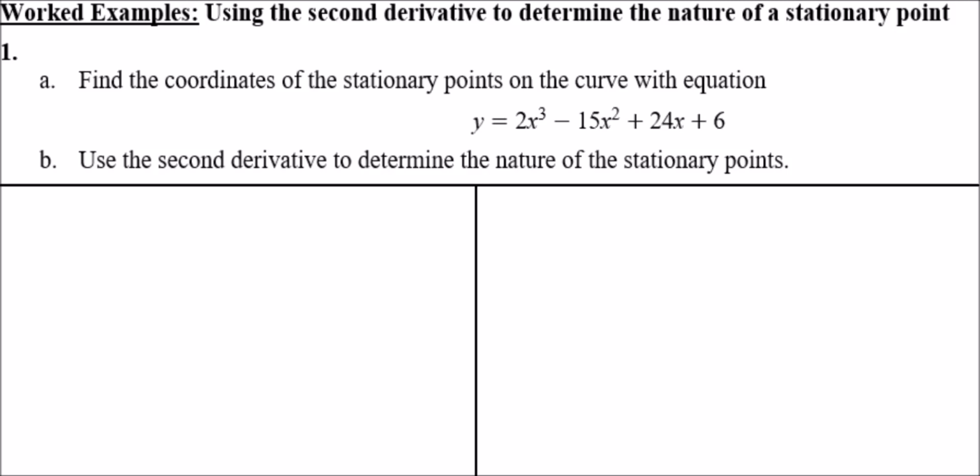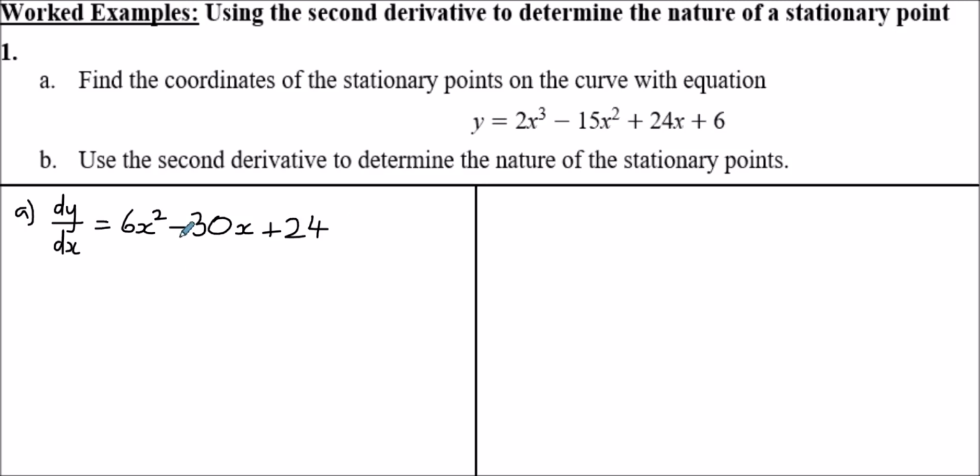And so what we need to do first of all for part A is to find the gradient function dy by dx. So dy by dx, 2x cubed, the 3 comes to the front and multiplies a 2, so we get 6, and the power of x drops by 1, so cubed becomes squared. The minus 15x squared, the 2 comes to the front, multiplies a 15 to give us 30, the power of x drops from 2 to 1, plus 24x just becomes 24, the x effectively vanishes, and the constant term 6 vanishes altogether. And so we have 6x squared minus 30x plus 24.